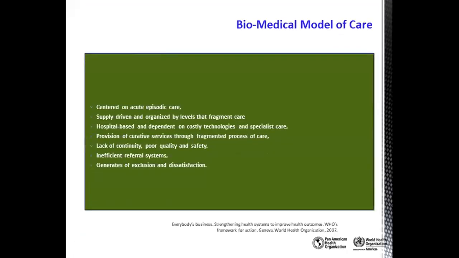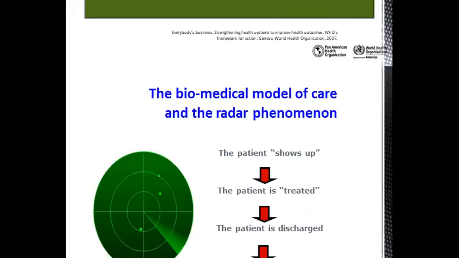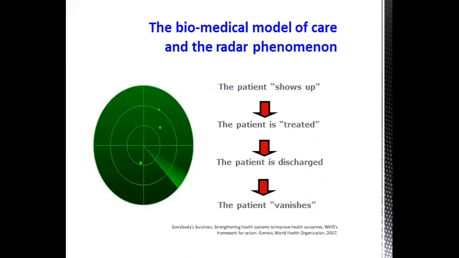The biomedical model of care is centered on acute episodic care, supply driven and organized by level that fragments care, hospital based and dependent on costly technologies, with provision of curative services through a fragmented process of care, lack of continuity, poor quality and safety, an inefficient referral system, and generating exclusion and dissatisfaction among patients. The biomedical model of care is a radar phenomenon: the patient shows up, then the patient is treated, the patient is discharged, and the patient vanishes.